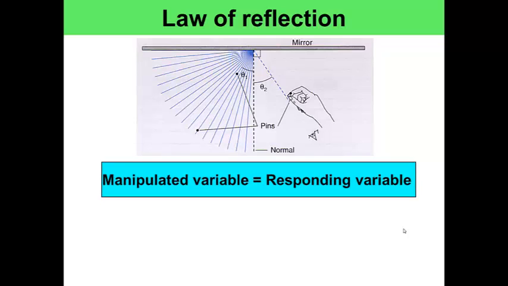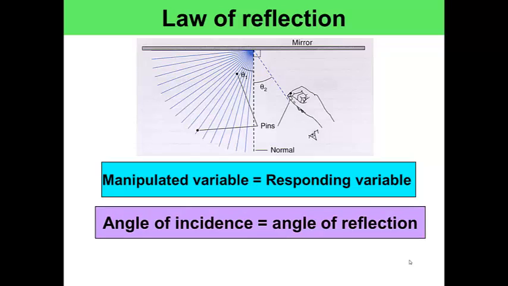The law of reflection says that the angle at which light hits is reflected equally but oppositely. When we're talking about an experiment, remember the manipulated variable is equal to the responding variable. The angle of incidence is equal to the angle of reflection. So the angle that it hits is the angle of incidence, and the angle of reflection is the angle that comes off.